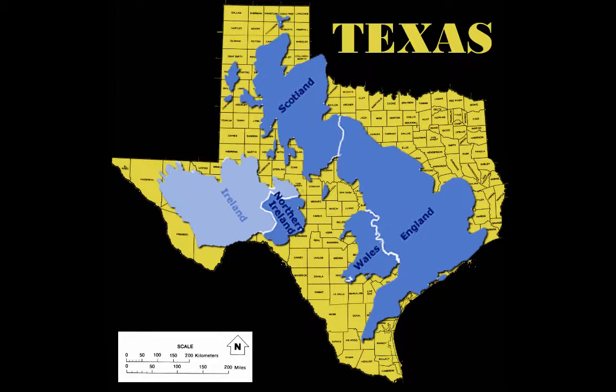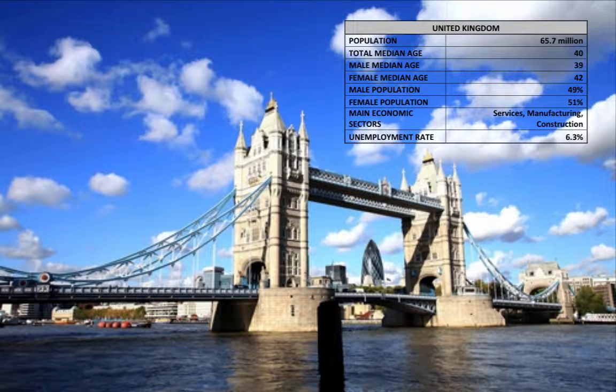Texas is almost 3 times larger than the United Kingdom. The population in the U.S. is almost 5 times that of the UK. However, the average age and gender ratio are quite consistent between the two.